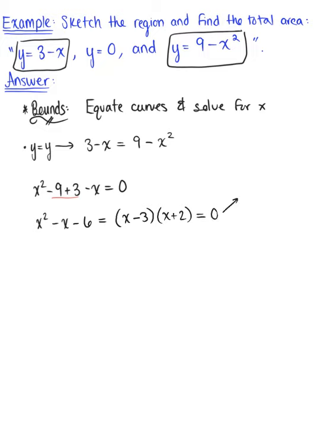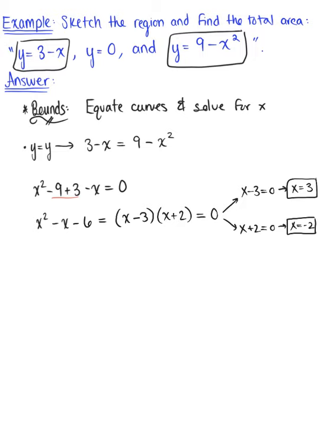And then applying that zero factor property, we have our two cases, x minus 3 equals 0 and x plus 2 is equal to 0. And so we can see our bounds on x. We have a bound at x is equal to 3, and we have a bound at x is equal to negative 2. So this will help us with sketching.